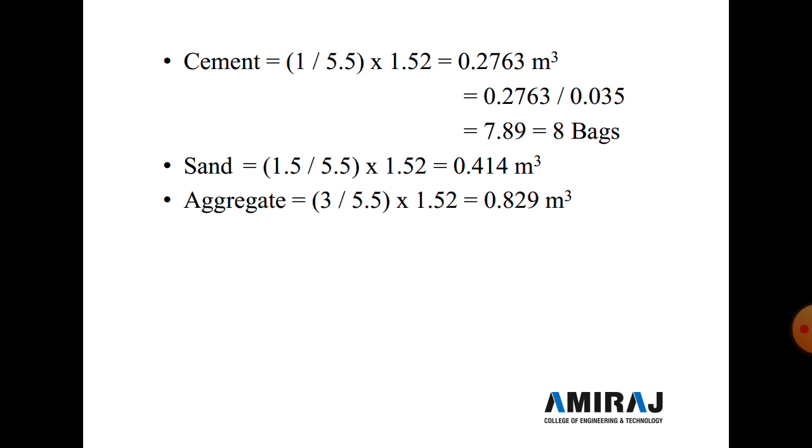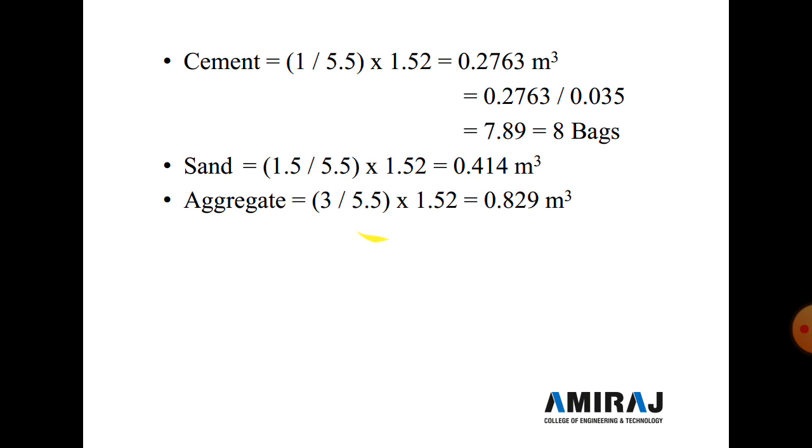Now next we find out the sand. In M20 grade concrete, the sand proportion is 1:1.5:3. So 1.5 is the sand part. So 1.5 divided by 5.5. 5.5 is the summation of 1 plus 1.5 plus 3, we already discussed, and multiply by 1.52. So we got the answer in sand volume of 0.414 meter cube. Now next we find out the aggregate. Here 1:1.5:3. So 3 part is aggregate. Divide by 5.5.